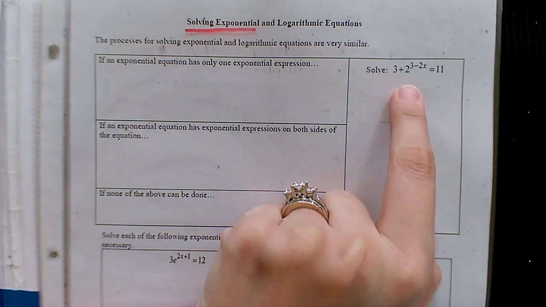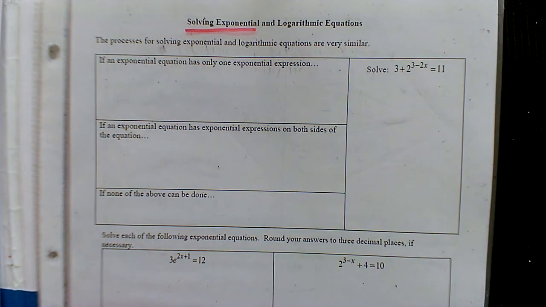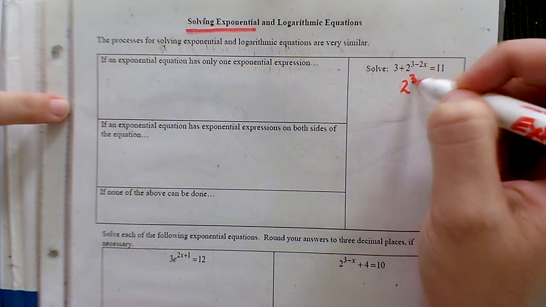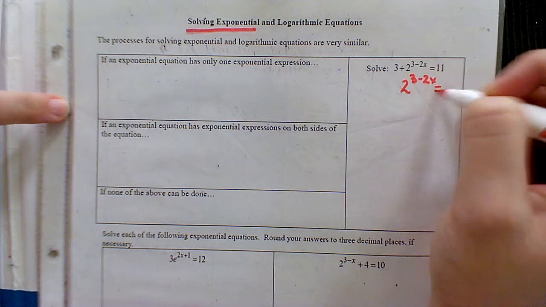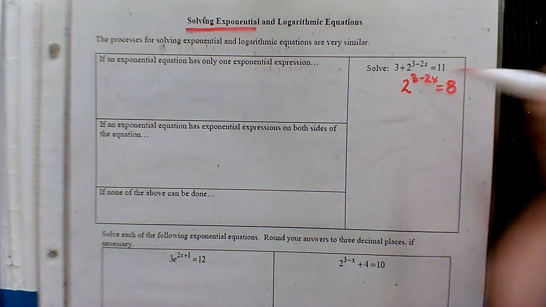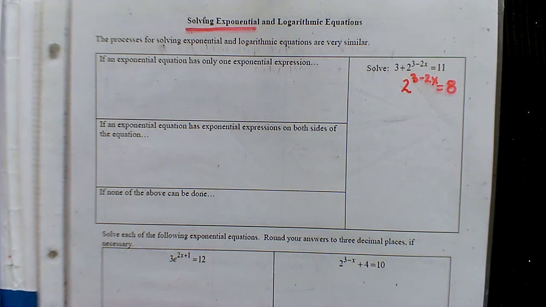So for this example at the top of the page, if I asked you to get x all by itself, what would you automatically, intuitively think about doing? Subtracting the 3. I like it. All right, so 2 to the 3 minus 2x power, and then if we subtract the 3 over, we'll get 8. That's a really good first step. So let me ask you again, where do you want to go from there?